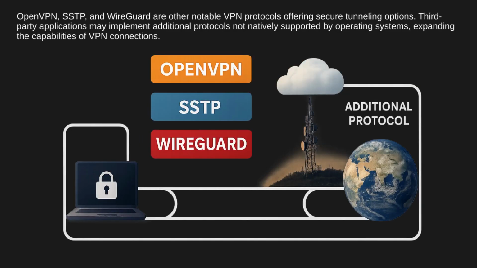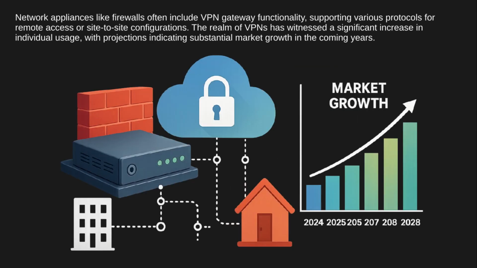OpenVPN, SSTP, and WireGuard are other notable VPN protocols offering secure tunneling options. Third-party applications may implement additional protocols not natively supported by operating systems, expanding the capabilities of VPN connections. Network appliances like firewalls often include VPN gateway functionality, supporting various protocols for remote access or site-to-site configurations.